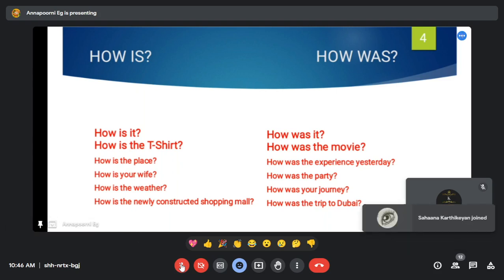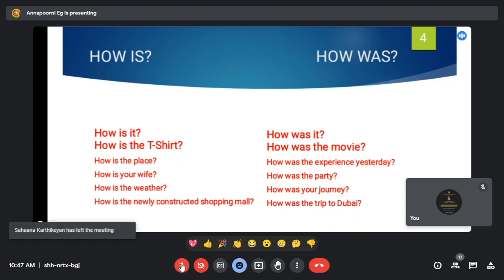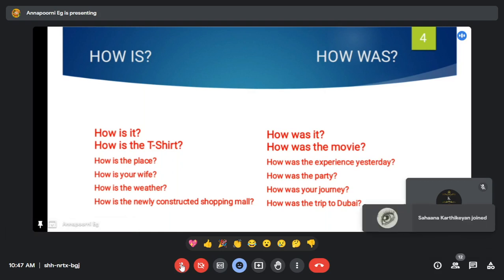How was is used for asking questions about things which happened in the past, because was is used in past tense. So, how was it? The first one alone I am reading. In the present tense I can ask how is it, but coming to past tense it will become how was it. Now, who is ready to read the other sentences under how was?